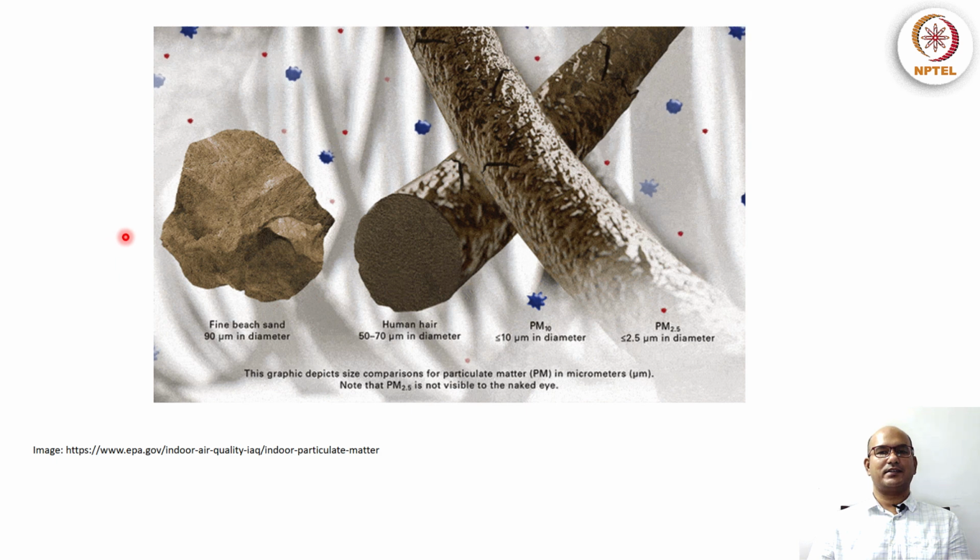Physically, again we can see in this case we have a beach fine sand from the beach, 90 micrometer, then a human hair strand 50 to 70. In comparison, now we see PM10 which would be less than 10 micrometer. Now you see how much lower it is, and then we have PM2.5 which will be much lower, but these are sort of suspended in here.